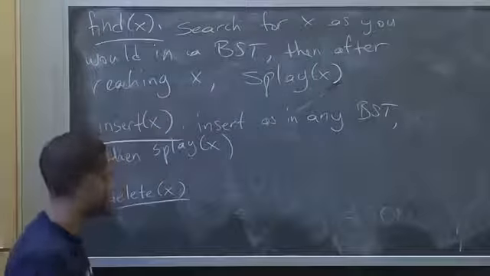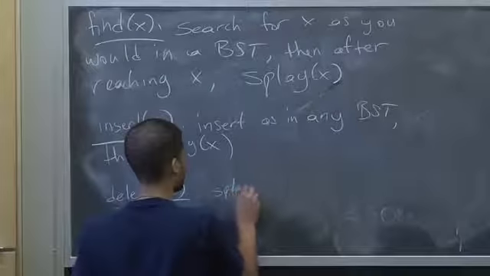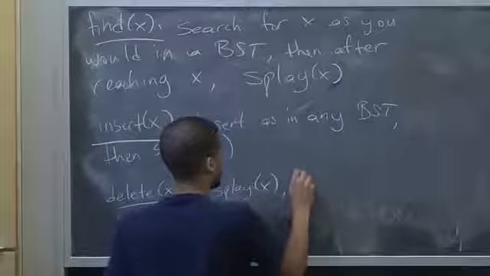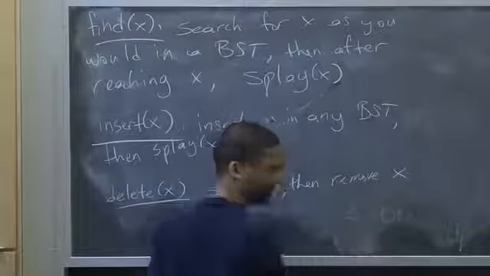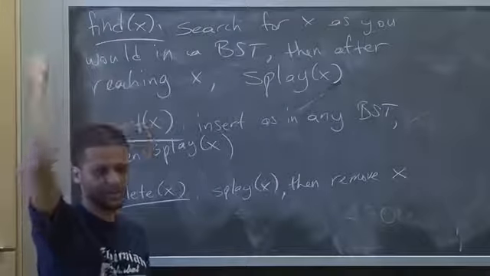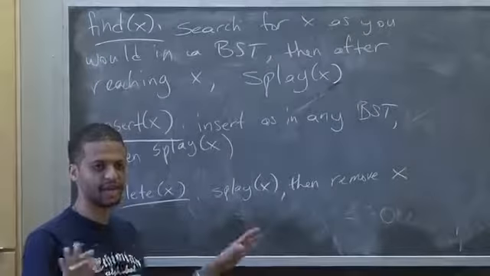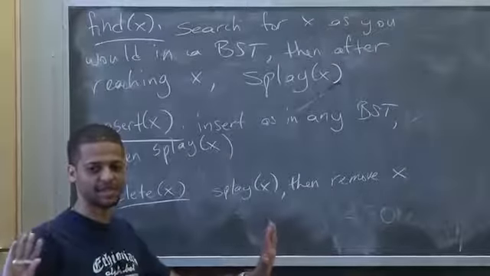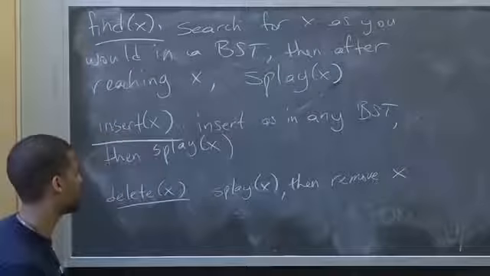There are several ways you can do delete. One way is splay X, then remove X from the tree. Well, when you splay a node and it's the root and now you remove it, if it had things in both its subtrees, now you have two different trees. And you want to make sure that you have one tree at the end of the day, right? One binary search tree. So what do you do?